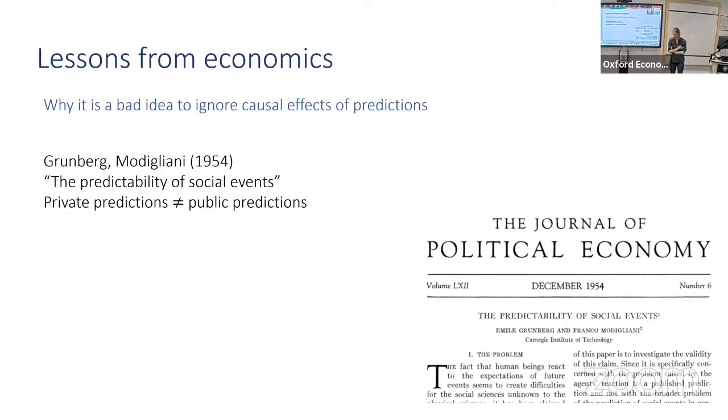And in this paper, they very nicely argue how there's a difference between private predictions and public predictions. If predictions are public, you need to take causal effects into account. If you keep it private, if you do machine learning within your office, it doesn't really matter. But that's an interesting paper where this phenomenon came up.